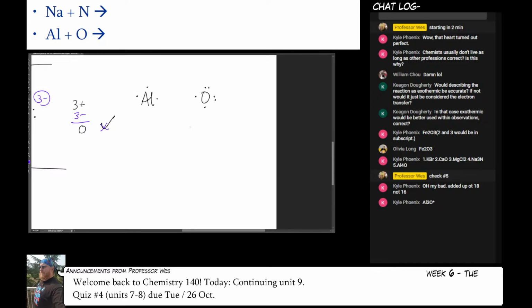Aluminum is in group 3, or 13 actually. So it has 3 valence electrons. Oxygen is in group 16, so it has 6 valence electrons. Okay, I gotta make octets. I gotta get rid of the electrons on aluminum. So we'll get rid of these 3. There's my aluminum. Oxygen wants to gain 2 to get its octet.